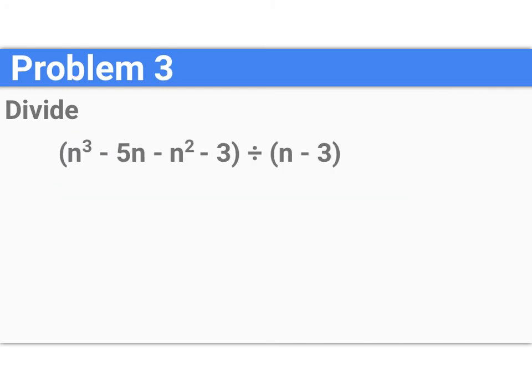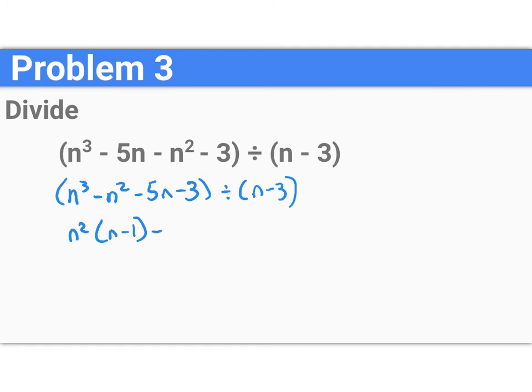Okay, so now let's look at this problem. Let's write it in standard form first. Now, from the previous lesson, we talked about factor by grouping, or there were two lessons ago. So let's see if we can pull out a group and find anything in common. So n squared leads to n minus 1, minus 5n minus 3. Okay, so we couldn't do anything there.